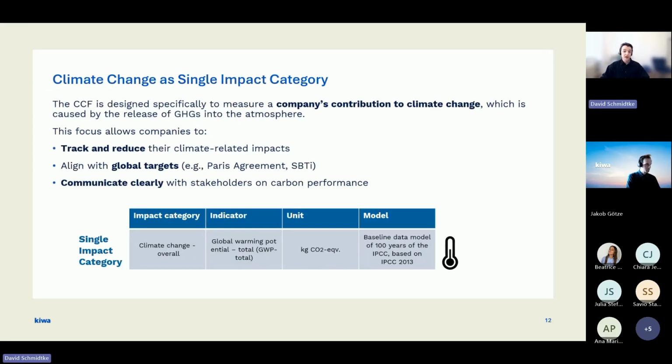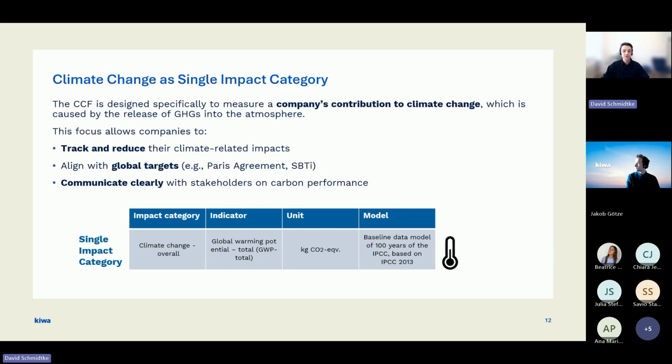Also important to note is that CCF expresses various emissions as a single impact category. As you are aware, there are different greenhouse gases, not only carbon dioxide, but for example also methane and nitrous oxide. All of these gases are expressed in kilograms of CO2 equivalent in a CCF, meaning, for example, nitrous oxide traps heat 298 times as efficiently as CO2, which means that 1 kilogram of nitrous oxide emitted equals 298 kilos of CO2.